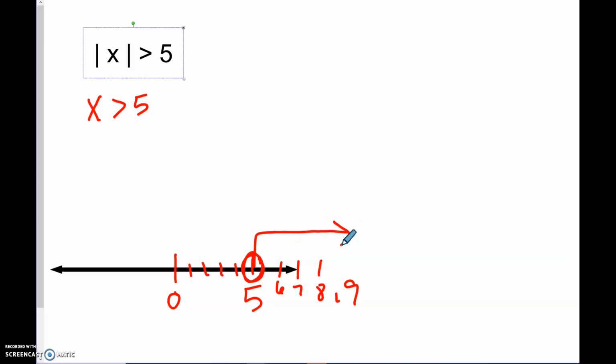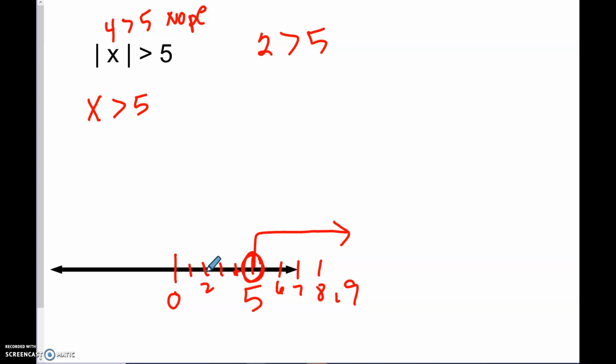Now, are there any other numbers that we could pick to put in here? Like, can you put a 4 in there? Does it work to have 4? Is 4 bigger than 5? Nope. Okay, and that's why we don't have 4 shaded in. How about 2? Is 2 bigger than 5? 2 right here. Nope, that's why it's not covered in.